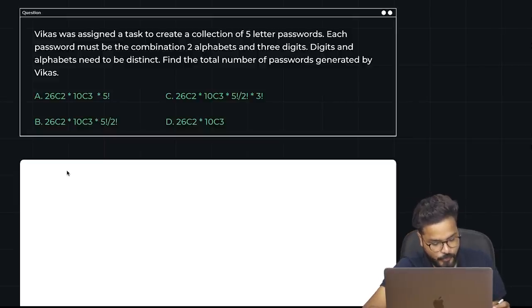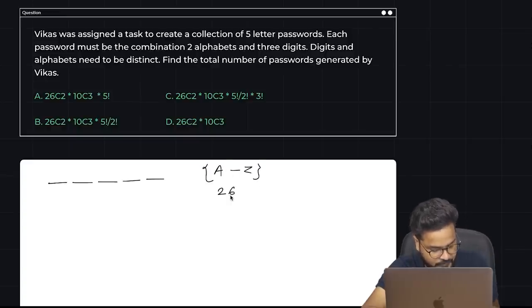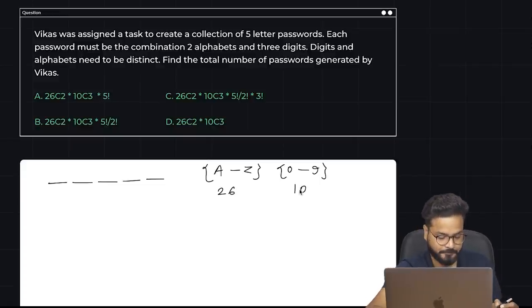Vikas was assigned a task to create a collection of 5-letter passwords, right? Its password must be a combination of 2 alphabets. So how many alphabets are there, guys, from A to Z? 26. And digits, he has to choose 3 digits. 0 to 9 are the digits, right? So how many digits? 10 in total.